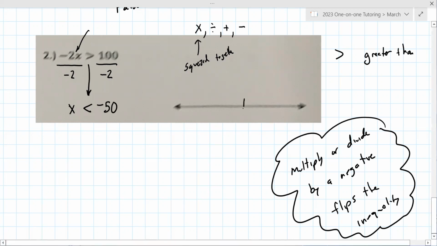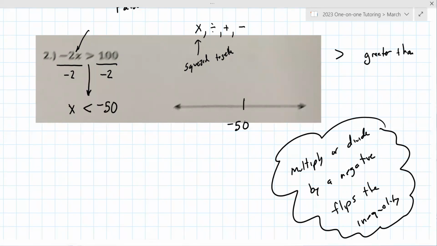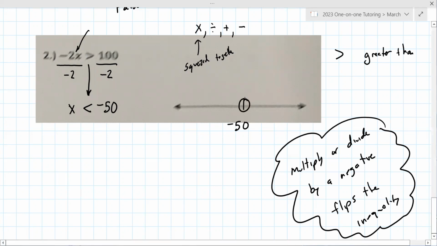All right, so now the -50 goes on the number line here. Is it open or filled in? Open. And are you shading to the left or to the right? Left. Yes. Okay. Now a question for you: is -51 less than -50? What I'm really asking you is, is -51 to the left of -50? Yeah, that's true. This is true. Yes.